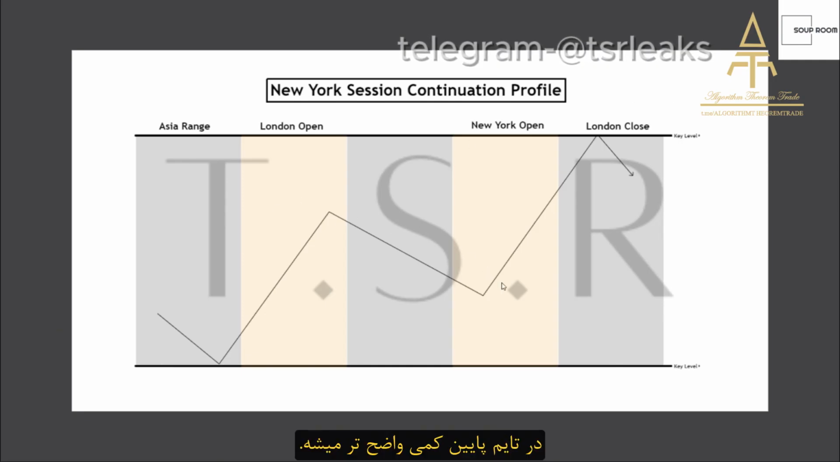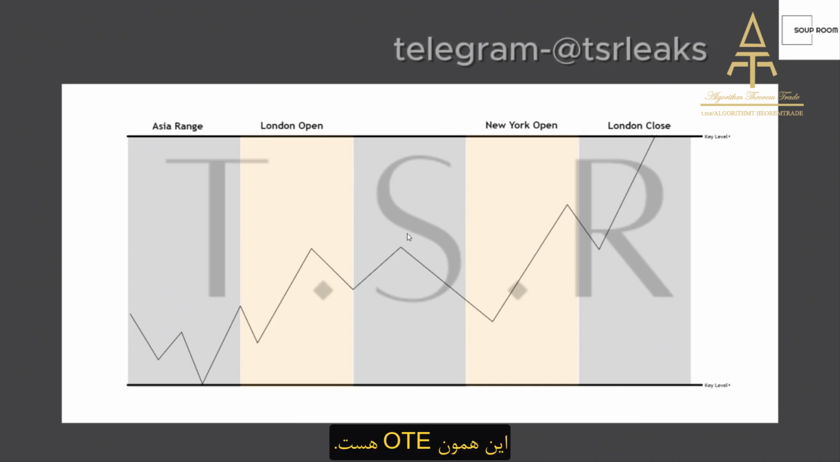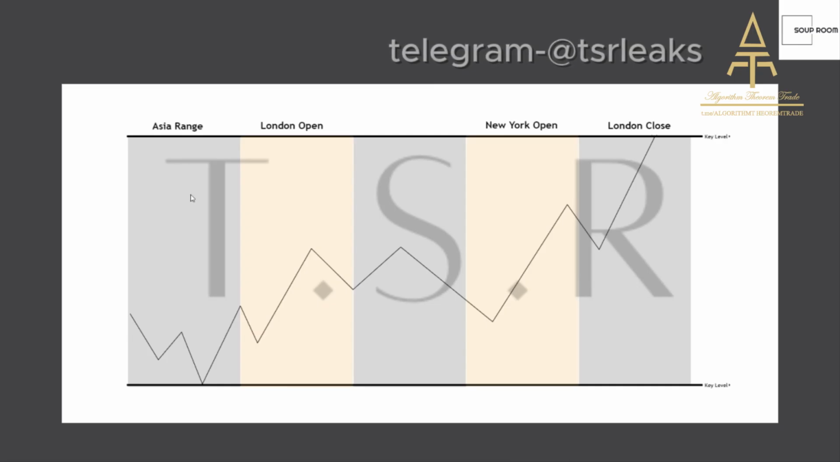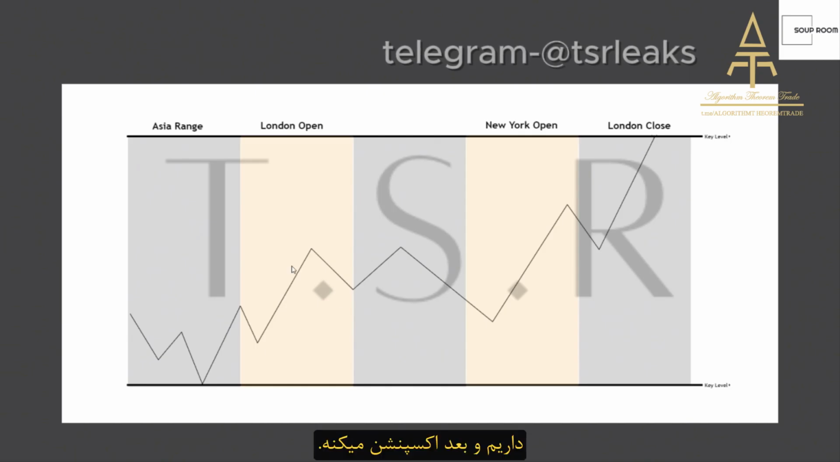Now, what does this look like? On the lower time frame, it becomes a little more obvious. This is an OTE style setup. When I say there will be a New York session OTE, New York session optimal trade entry, it means that price will retrace until the OTE on the Fibonacci, which are our very specific levels, onto those levels and then expanding higher.